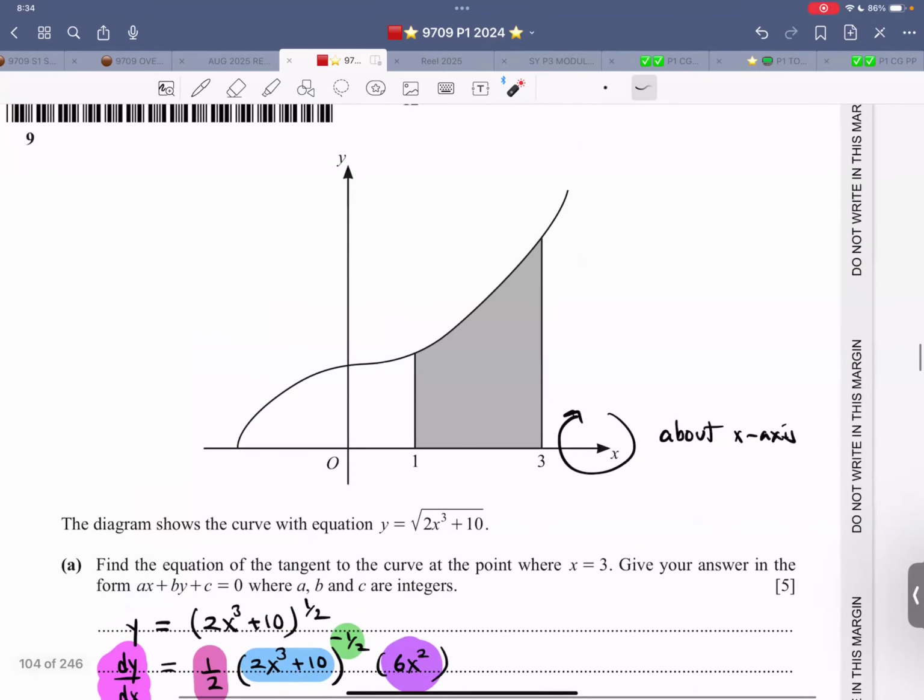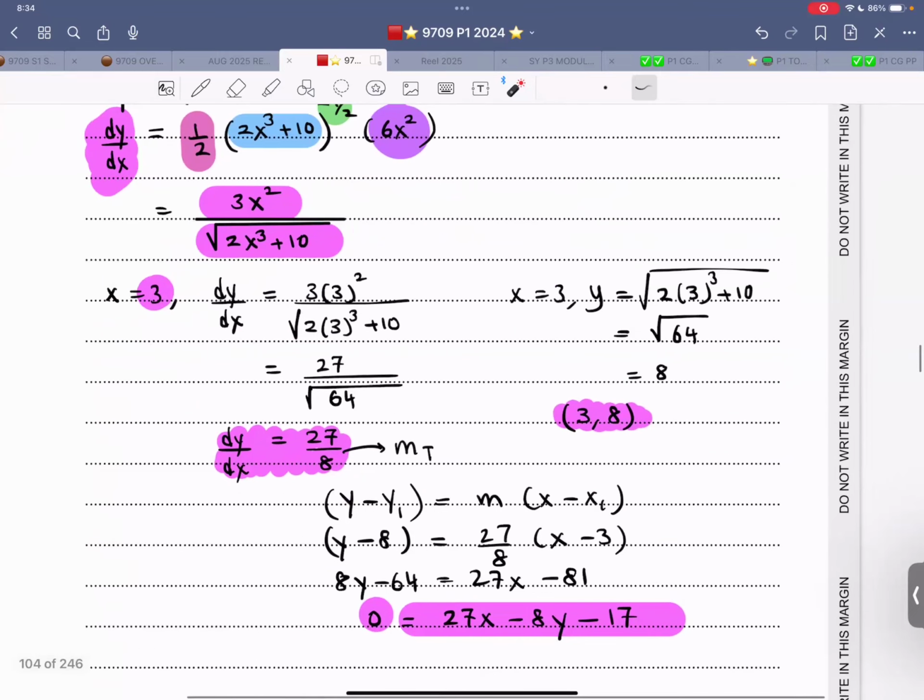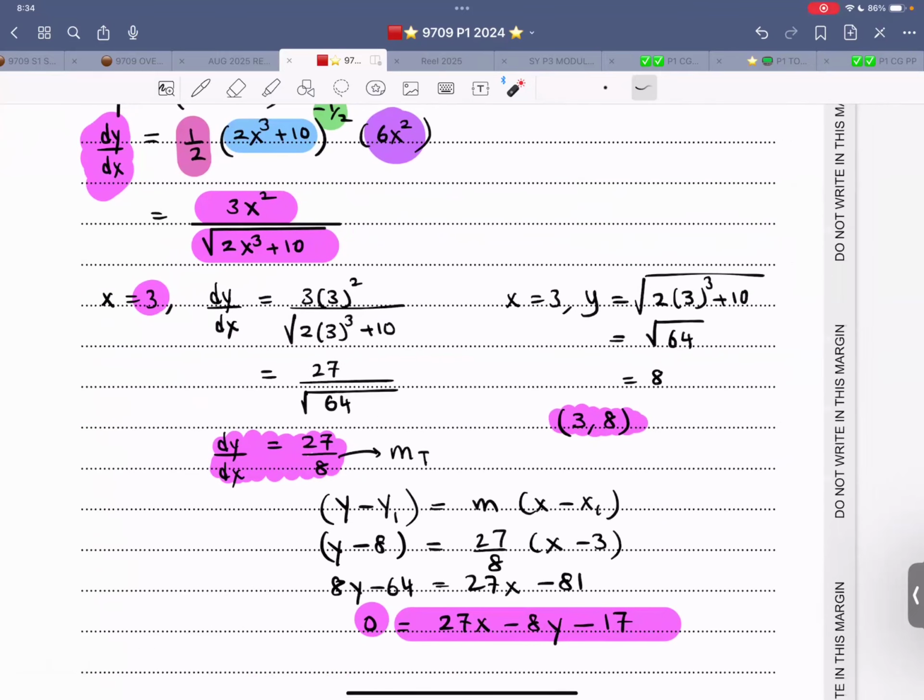The tangent is at x is equals to 3. Plug in x is equals to 3. Simplify, you get this thing. And this is the corresponding y coordinate. That is the gradient of the tangent. You have x, you have y, you have gradient, you write it.